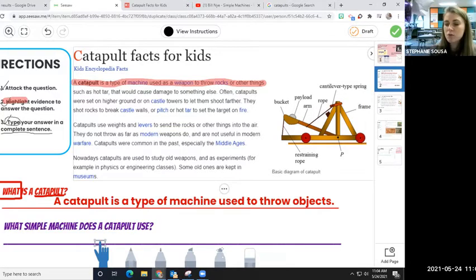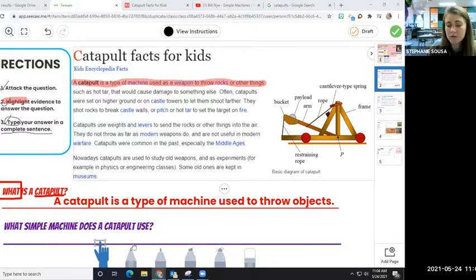So for answer 1, we did 3 things. We attacked the question. We highlighted the matching evidence. We wrote it in a complete sentence. That is your expectation for all questions that you will answer today. Okay? Check your screens here. Awesome.